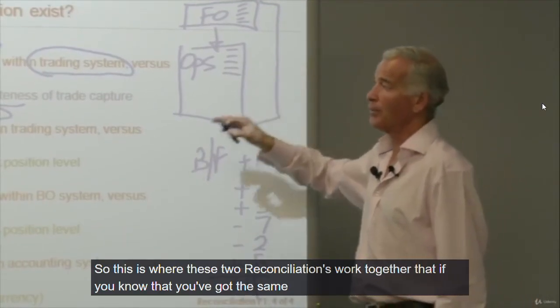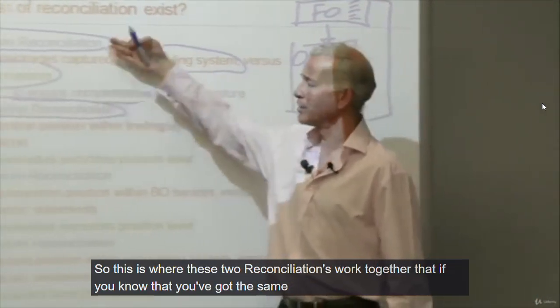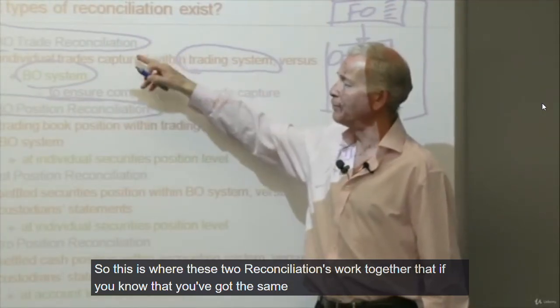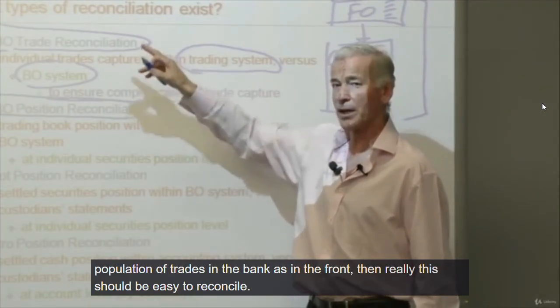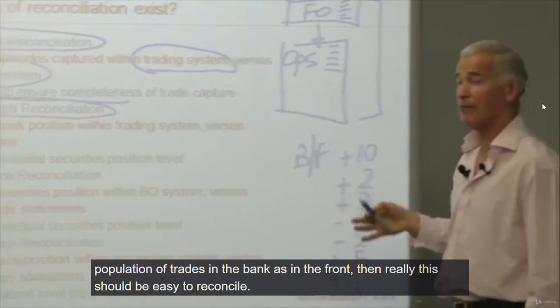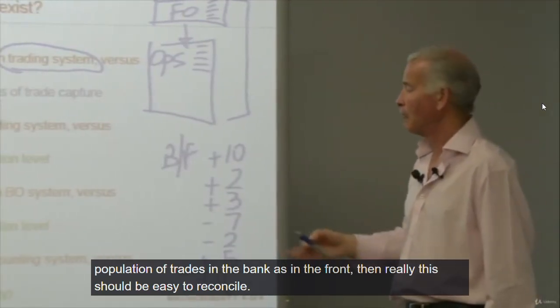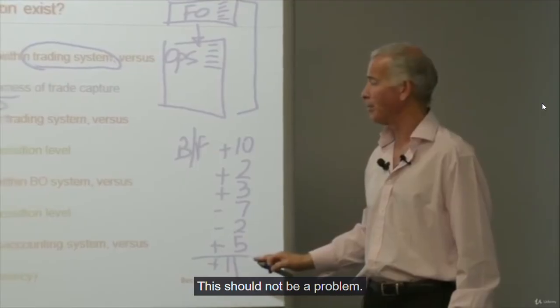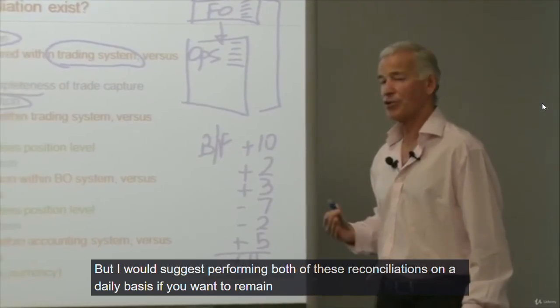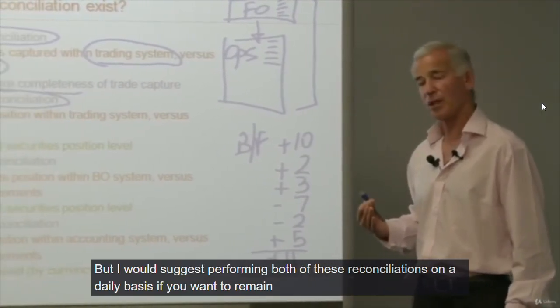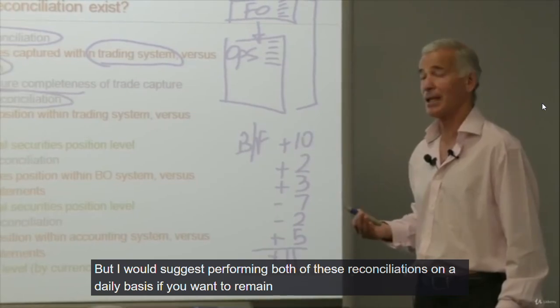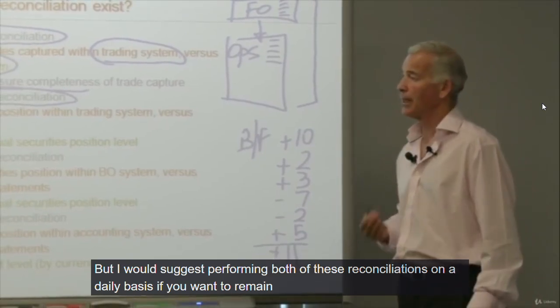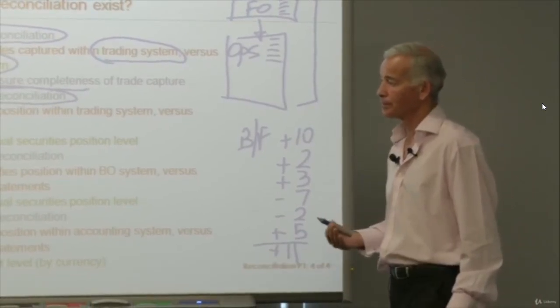So this is where these 2 reconciliations work together: if you know that you've got the same population of trades in the back as in the front, then really this should be easy to reconcile. This should not be a problem. But I would suggest performing both of these reconciliations on a daily basis if you want to remain completely in control.